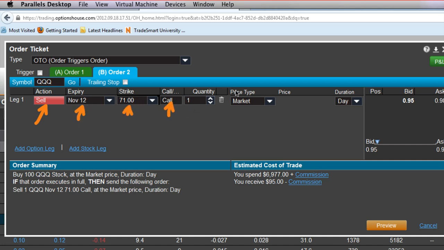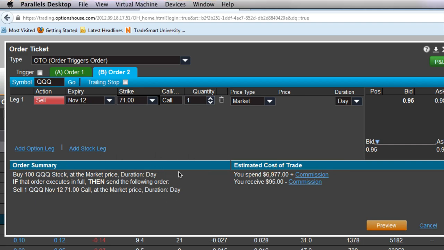$71 call, 1 contract. Now, could we do 10 contracts? We can't do 10 because we don't have 1,000 shares. So we're just going to do 1 contract at the market order. And then you can see your spend is going to be $69.77. You're going to receive about $95 plus your commissions and minus your commissions.